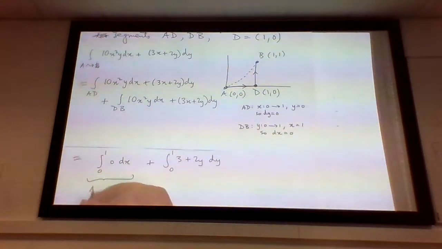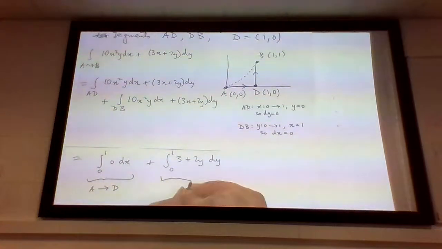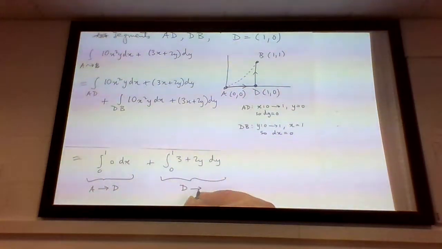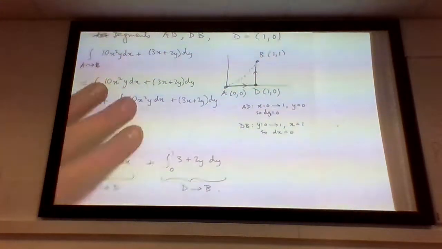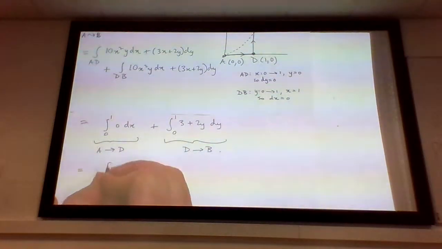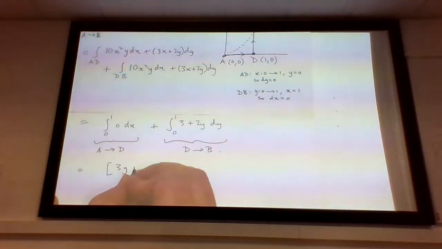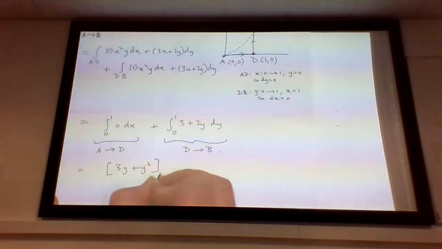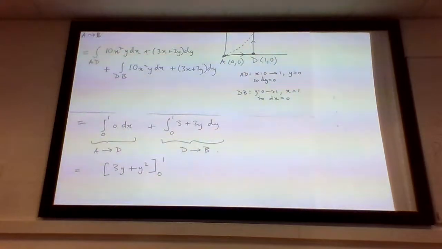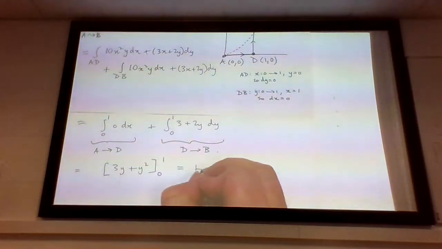So that bit is the A to D. This bit is the D to B. The A to D bit is 0, and the other bit integrates to 3y plus y squared, 0 to 1. And when you do those evaluations, you get simply 4.